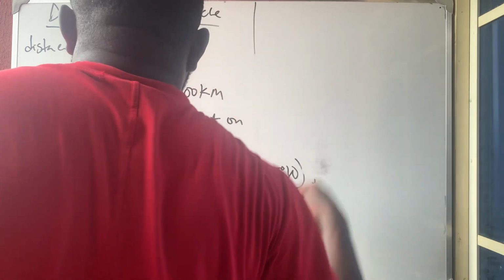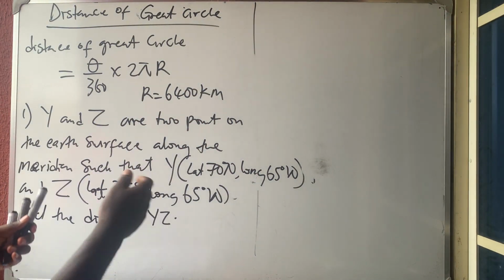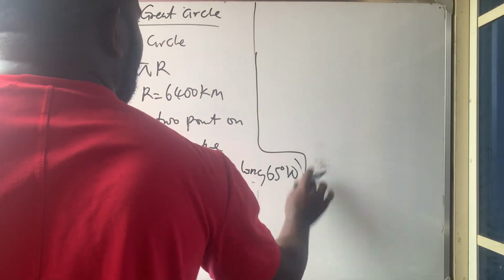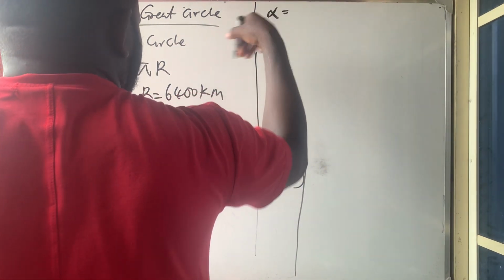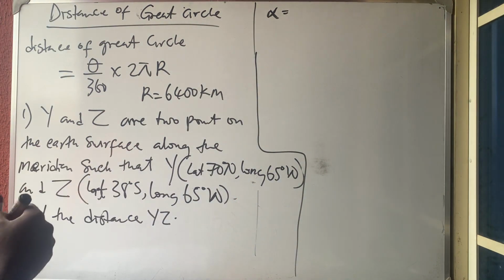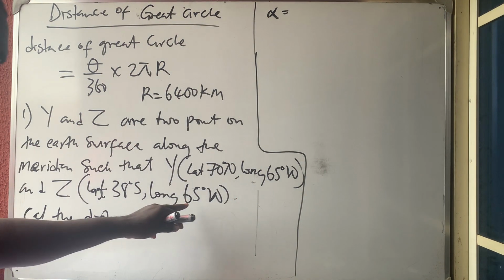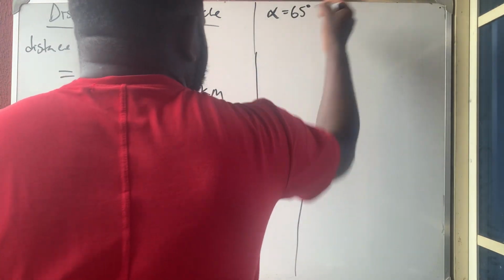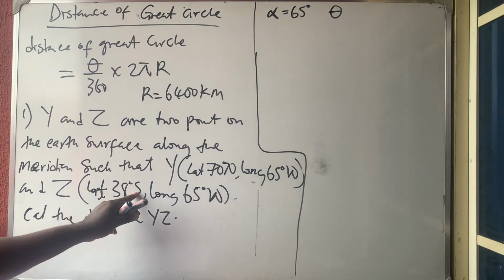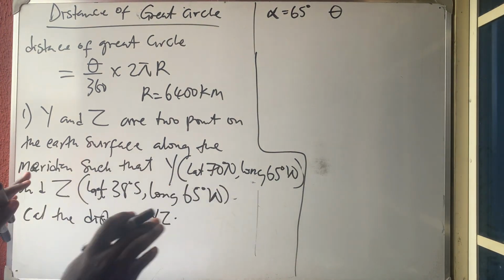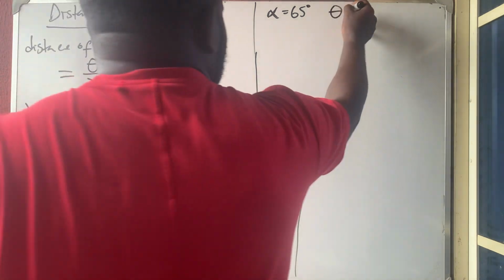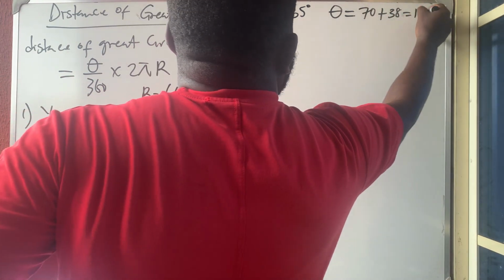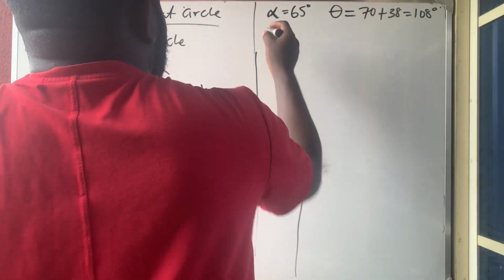Now, first of all, you can decide to draw it if you want, but even without drawing it, you will know that your alpha, though we don't need alpha here, but let's get it so that you will be familiar with it, is the common one, and my alpha is 65. Very simple. Then my theta is gotten from the remaining one, and this is south and north. They are not on the same side, and if they are not on the same side, I'm going to add. So this is equal to 70 plus 38, which will give you 108 degrees.